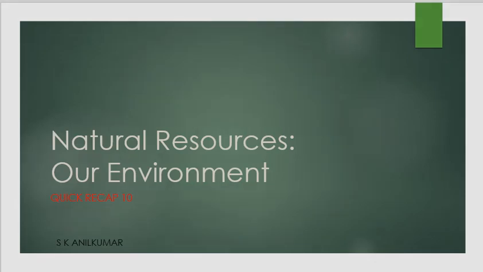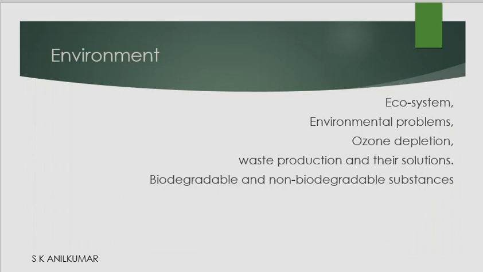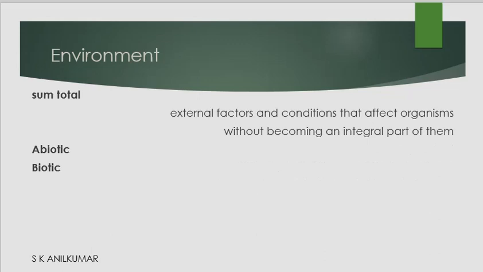We are talking about natural resources, our environment. A quick recap on natural resources and our environment. What is environment? When we study about environment, we discuss about ecosystems, environmental problems, ozone depletion, waste production, biodegradable, non-biodegradable substances, etc. Right. So, environment in a simple definition is nothing but a sum total, all things put together.